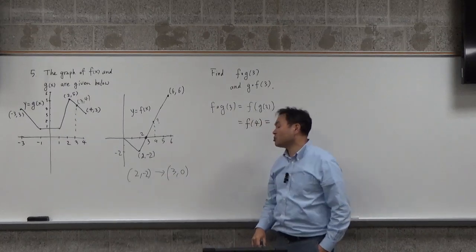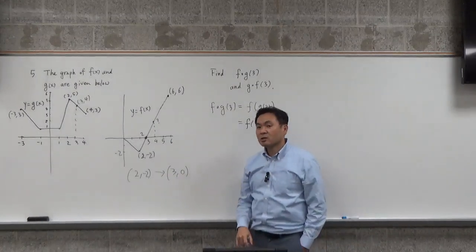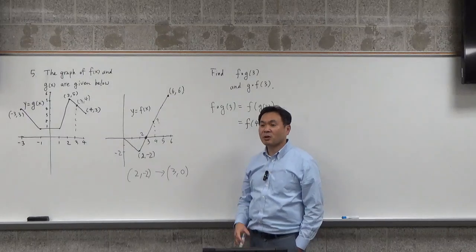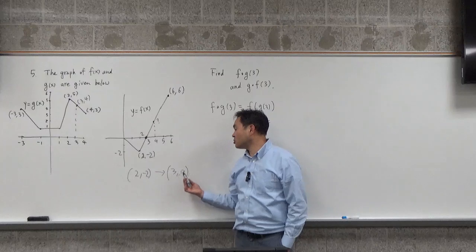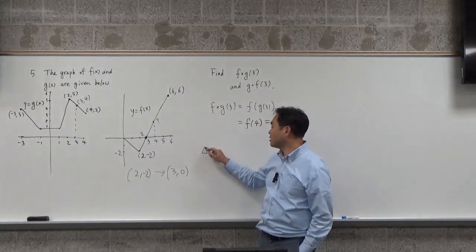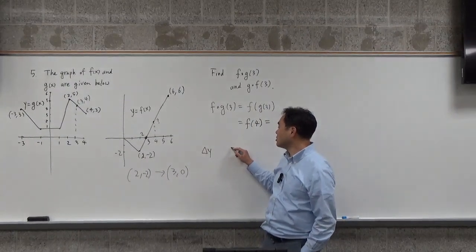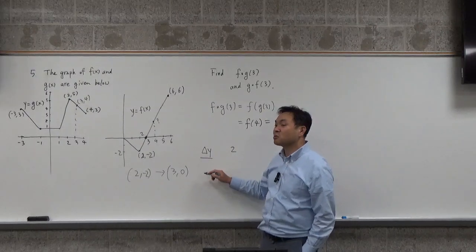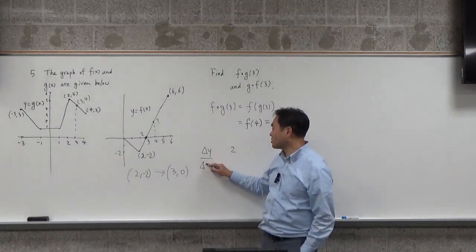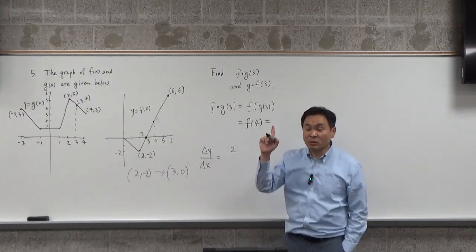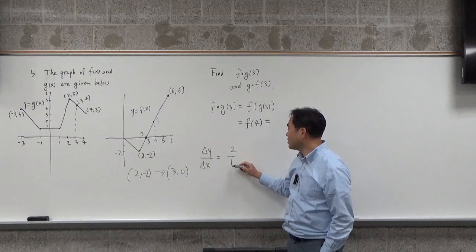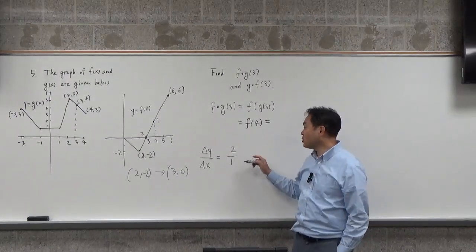From 2 comma negative 2 to 3 comma 0, what's the rise? Rise meaning the change of y. Y went from negative 2 to 0, right? What's the change of y? Positive 2. Okay, what's the run? Run is the change of x. It went from 2 to 3, it increased by 1, so the run is 1. So what's the slope? 2.